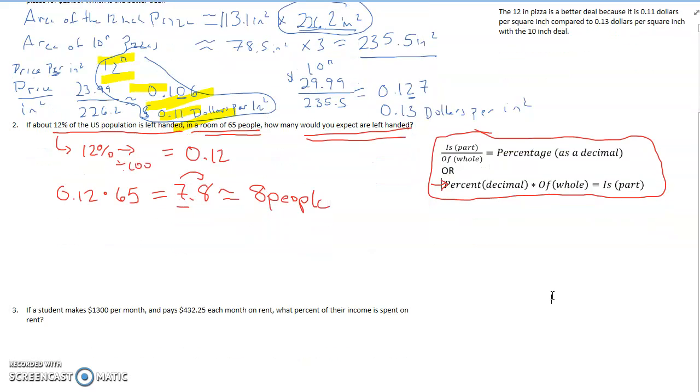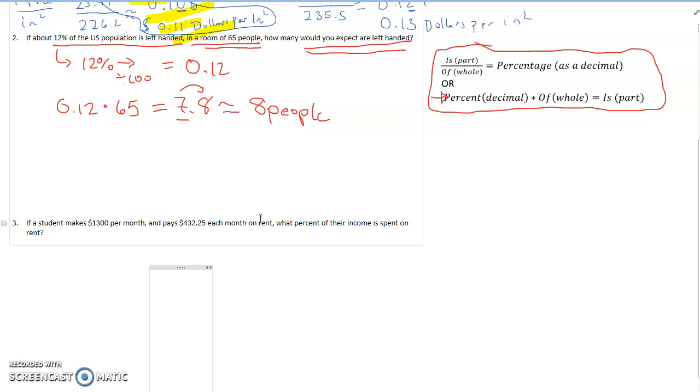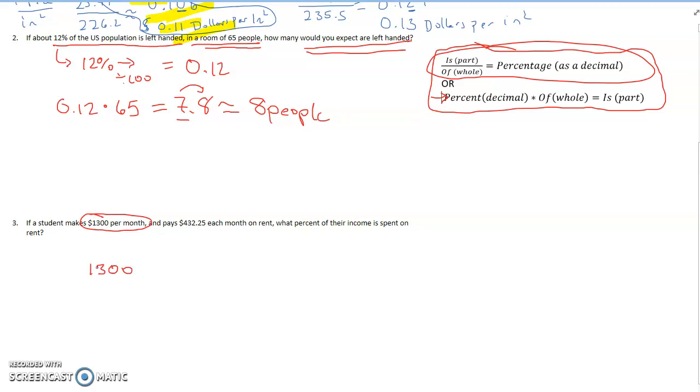The next one, it says if a student makes $1,300 per month and pays $432.25 each month on rent, what percent of their income is spent on rent? So we don't know the percentage here. So I'm actually going to be working with this one right here, which means the whole is the whole amount somebody makes each month. So somebody makes $1,300. That's the whole amount they make. The part is the amount that they spent on rent, which is $432.25.